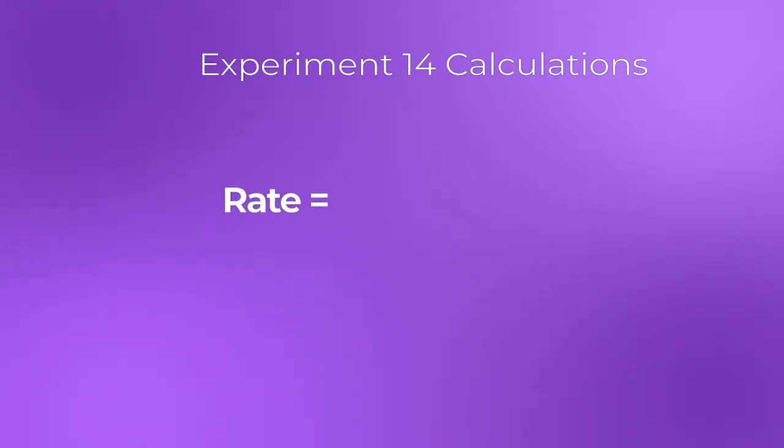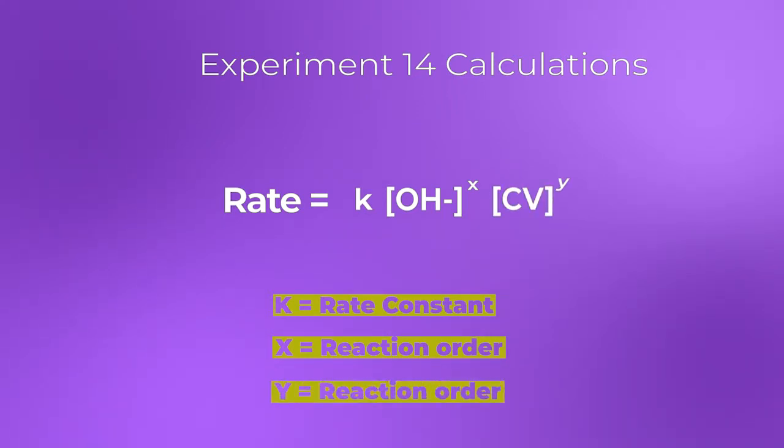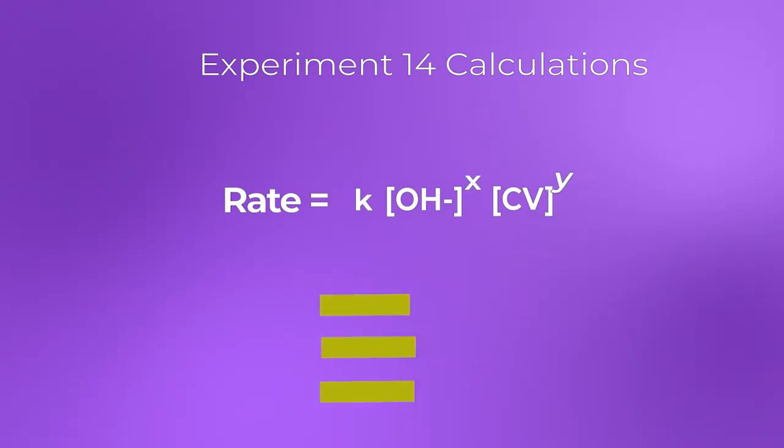So the rate expression is going to be equal to K, the rate constant, multiplied by the concentration of the reactants. So we're going to have sodium hydroxide or hydroxide, as well as the concentration of crystal violet. You'll notice that each one of these is raised to an exponent, which is going to be the reactant order for that specific reactant. Now, the first reactant order we're going to solve for is going to be crystal violet. So we're looking at the exponent for Y.